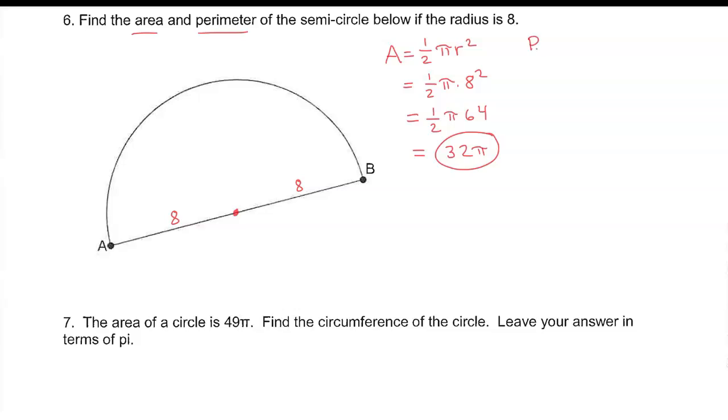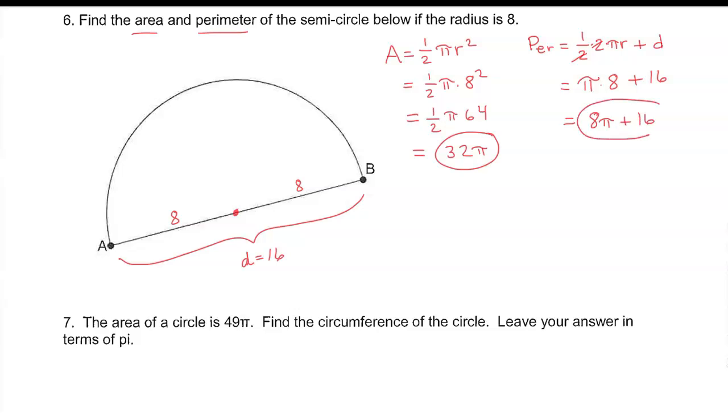As for perimeter, we want half of a circle's circumference, and then we want this diameter across the middle of the circle. So the diameter is 16 units long. So for perimeter, we're going to do half the circumference. Circumference is 2 times pi times r, and then we're going to add on the diameter. The 1/2 times 2 cancels and leaves a 1. So I can write pi times 8 plus the diameter, which is 16. It's better to write 8 pi plus 16 in your final answer.